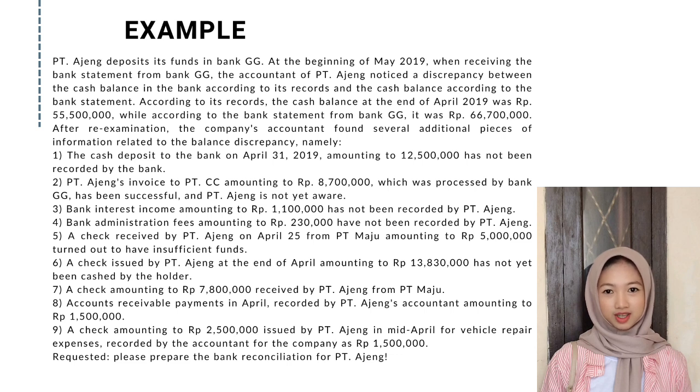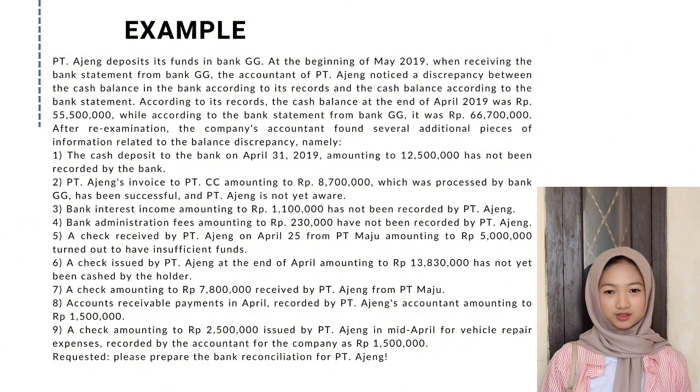5. A check received by PT Ajeng on April 25 from PT Maju amounting to 5 million Indonesian rupiah turned out to have insufficient funds. 6. A check issued by PT Ajeng at the end of April amounting to 13,830,000 Indonesian rupiah has not yet been cashed by the holder. 7. A check amounting to 7,800,000 Indonesian rupiah received by PT Ajeng from PT Maju.